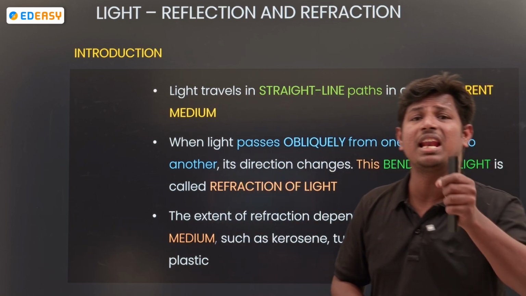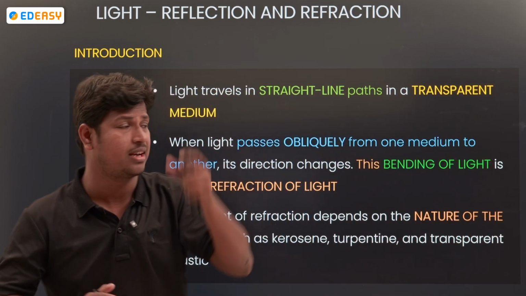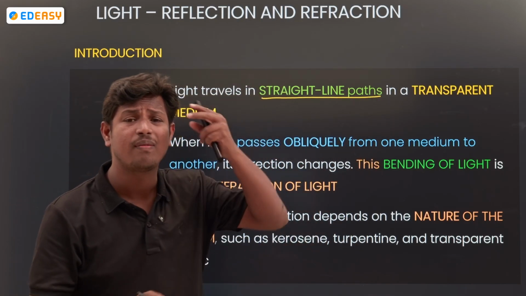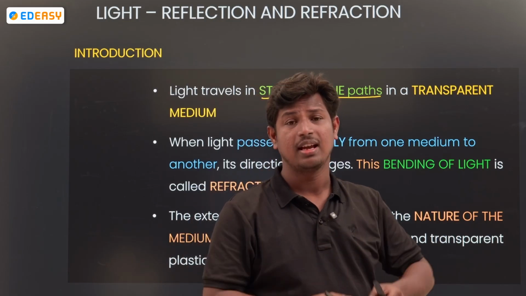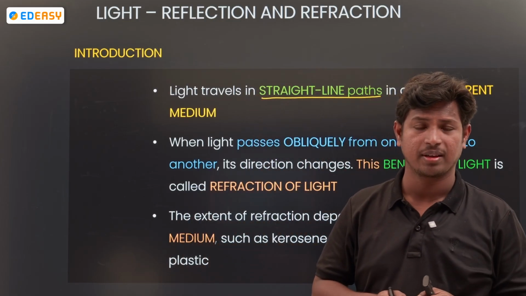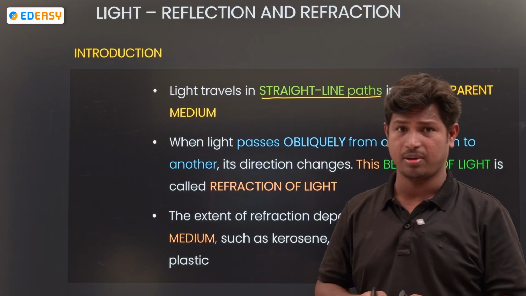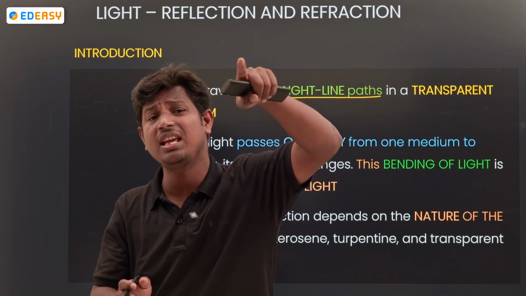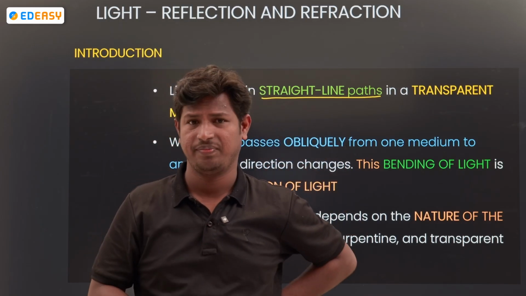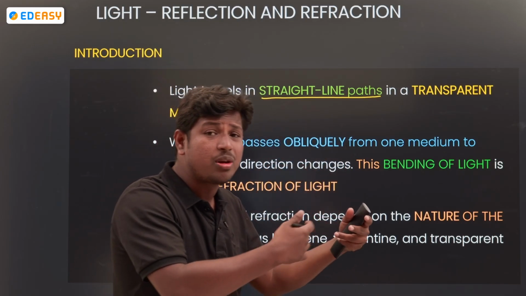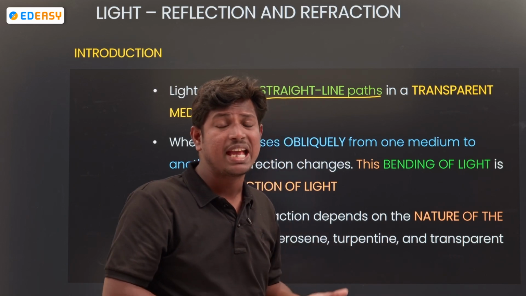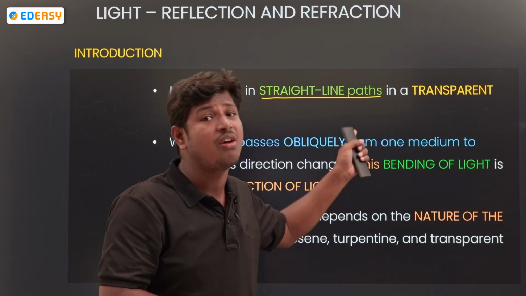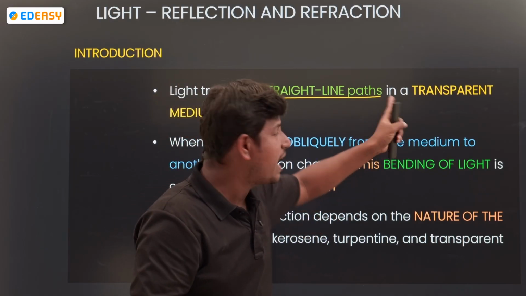Look at the topic. Light travels in a straight line. Light always travels in a straight path. Why? When light travels in one medium, actually there is no medium required. If I want to go from one place to another place, what is required? A transport is required. But for light, there is no need of any medium.